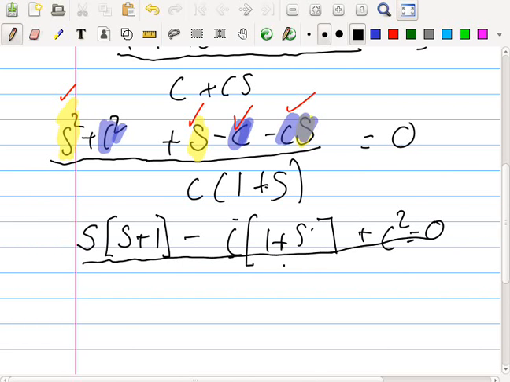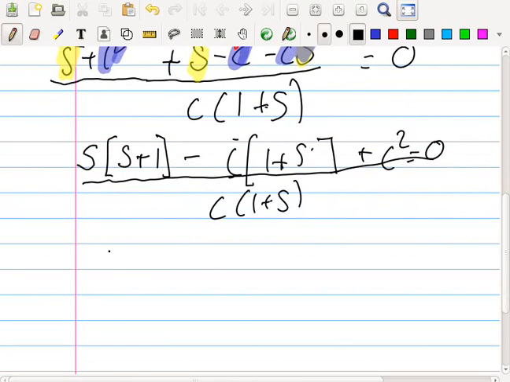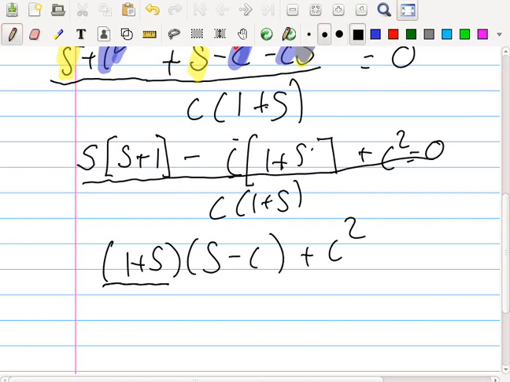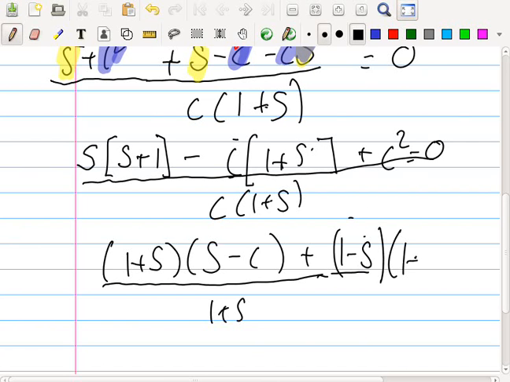Okay, but I can see there's a sine plus 1 in common to these two. So I get 1 plus sine, and then sine minus cos, plus cos squared, all over 1 plus sine. And actually I'll change cos squared back into 1 minus sine squared. But 1 minus sine squared can be written as 1 minus sine times 1 plus sine.